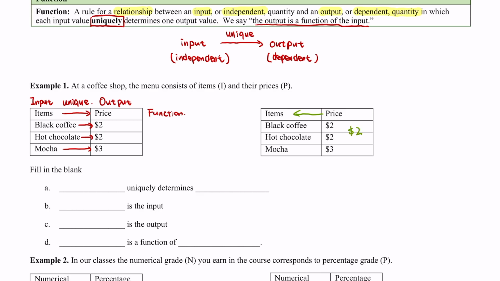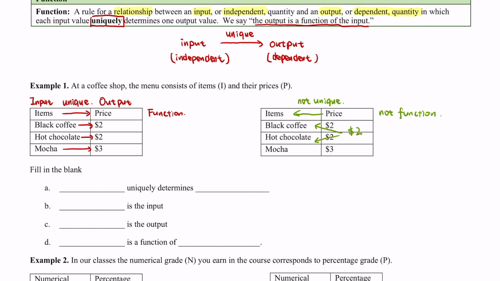If you have $2 when you go to the coffee shop, you can buy a cup of black coffee, or you can buy hot chocolate. So for this price, I have two items. It means the relationship is not unique. For this special price, I have two different items to pick. So it's not unique. Because it's not unique, that's not a function.